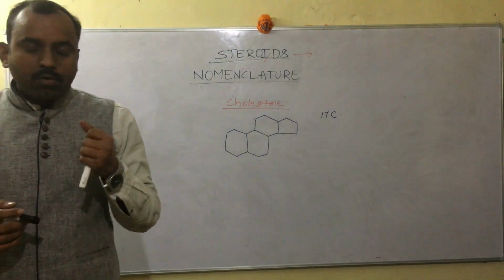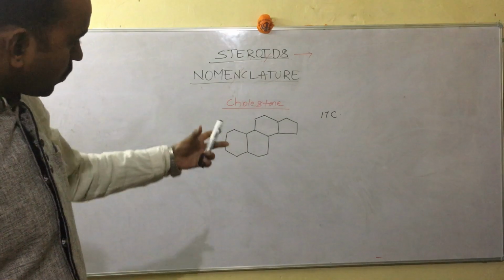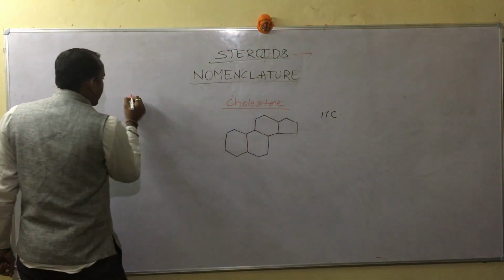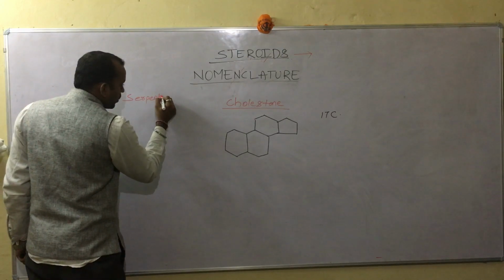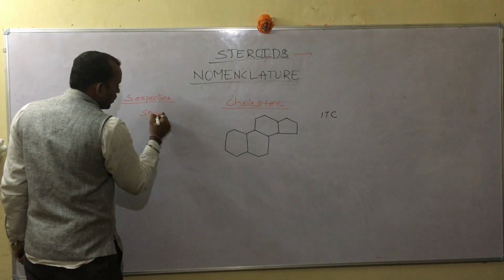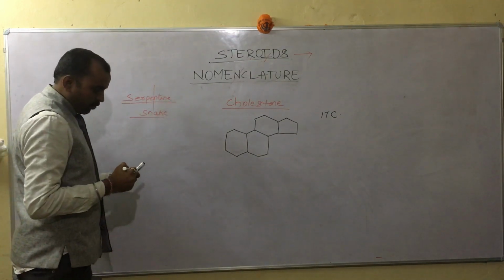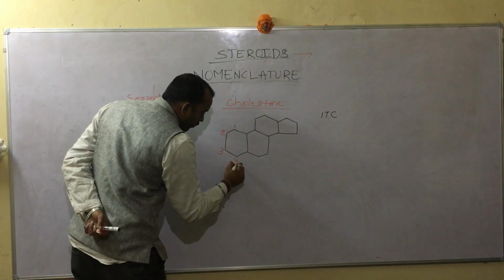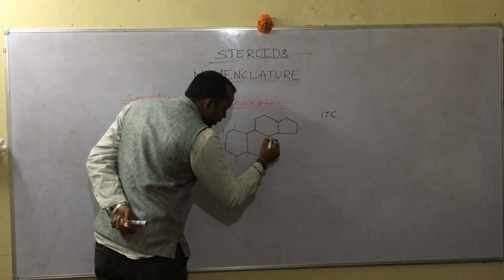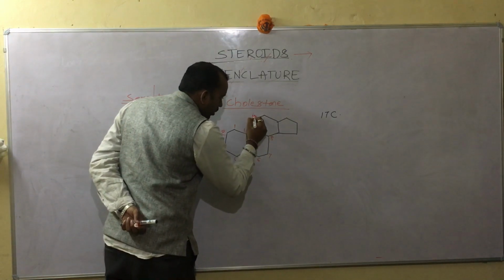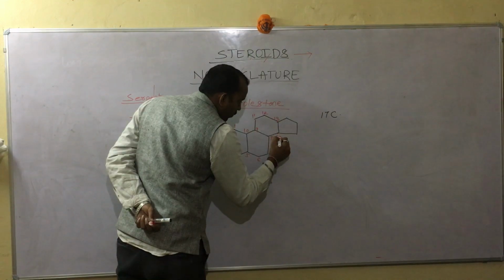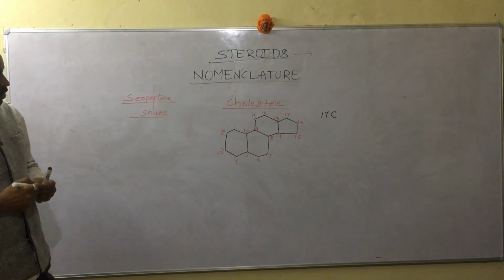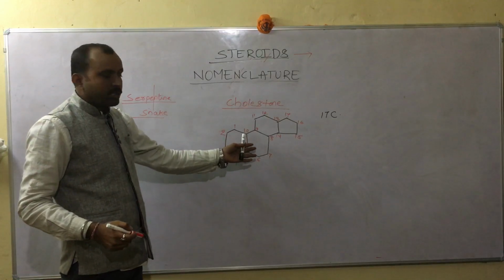Now, while you are numbering, the pattern of numbering for steroids is called serpentine numbering. Serpentine means snake-like. So we will see whether we are correct or not. 1, 2, 3, 4, 5, 6, 7, 8, 9, 10, 11, 12, 13, 14, 15, 16 and 17. This is the numbering of the basic nucleus, cholesterol.